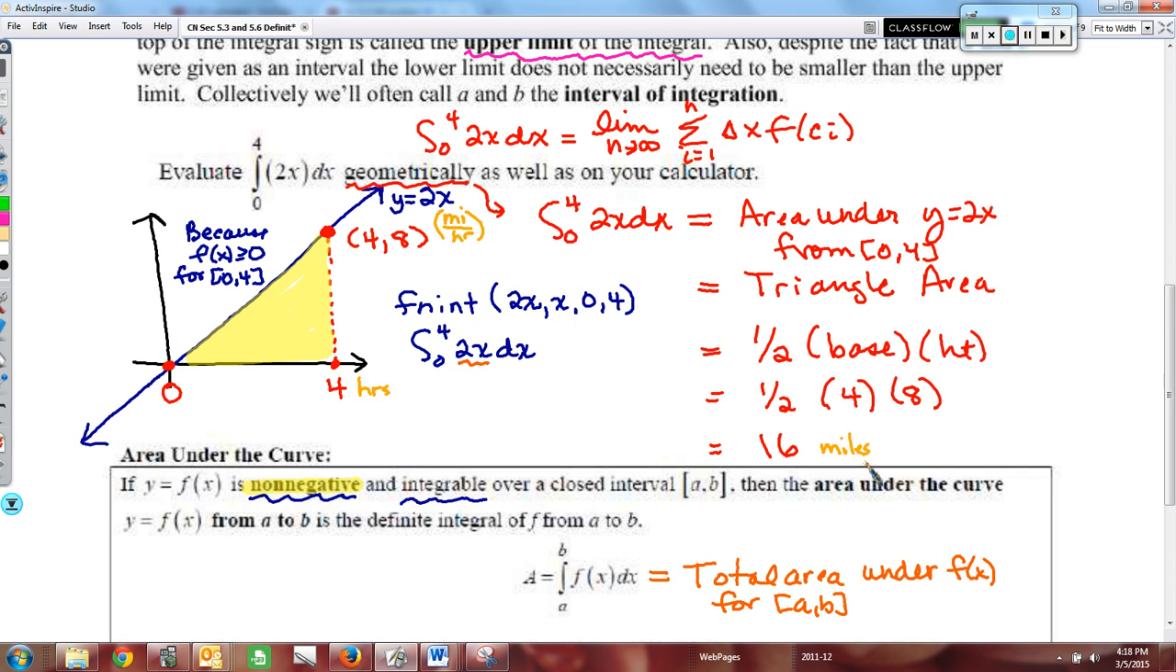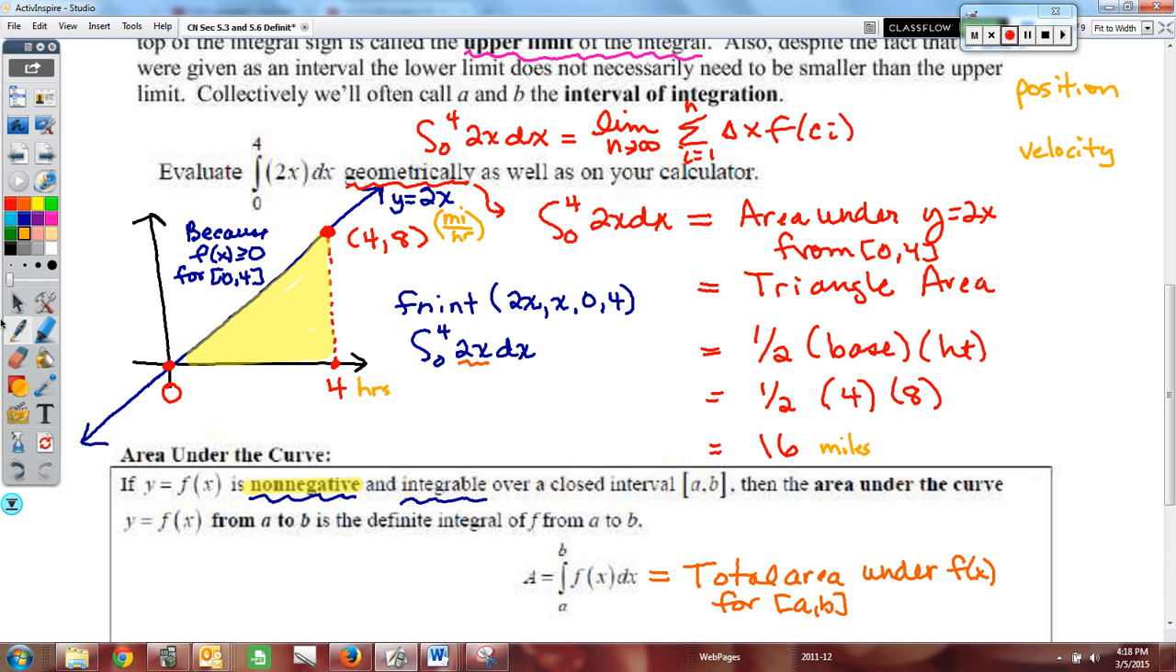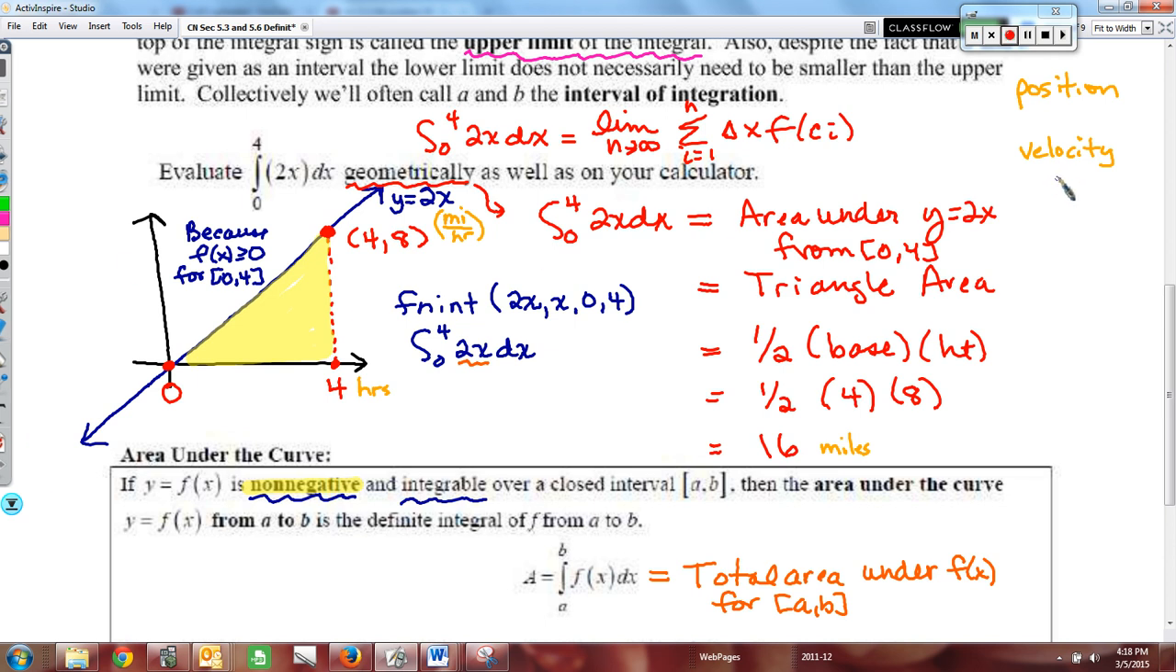Remember when we talked about when we had a position function, and then we had a velocity function, which is the derivative, that if I were to look at the position function, we would know that when the velocity was positive, that meant that my position was increasing. I was accumulating distance. When my velocity is negative, I am decreasing from my position function, which means I'm losing distance.